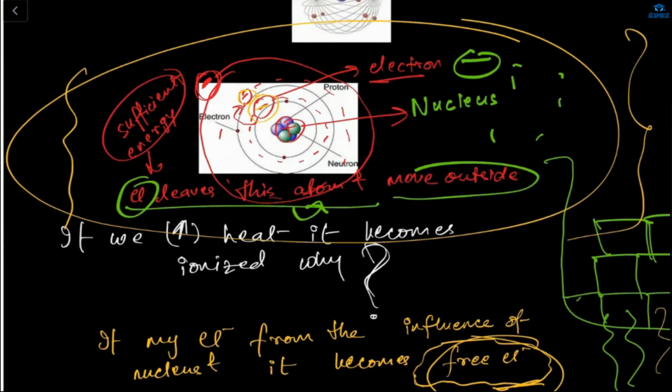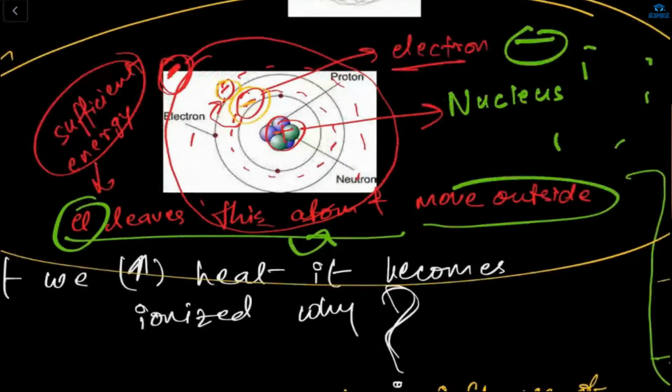Okay, no, no, let me explain once. See, here is my nucleus, and this is the electron. If my electron is getting more and more energy, then it will shift to the next, higher orbit, and again, if it gets more energy, it will shift to the next orbit.